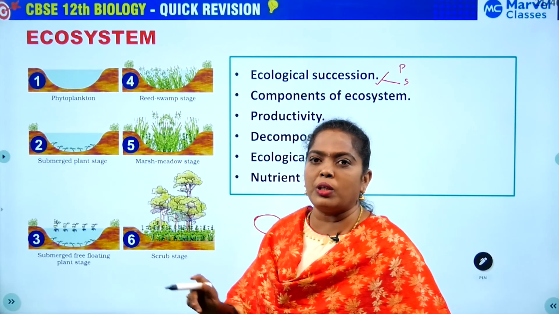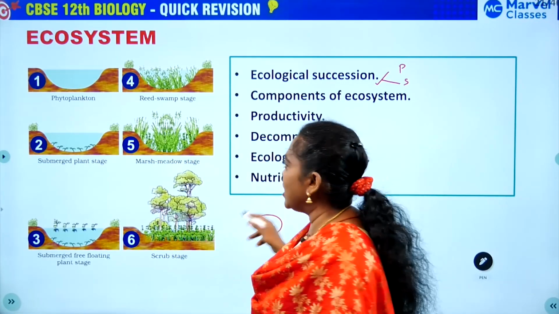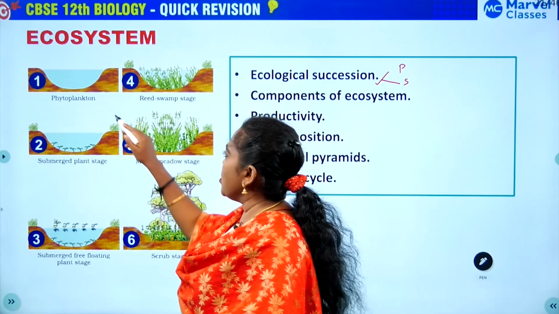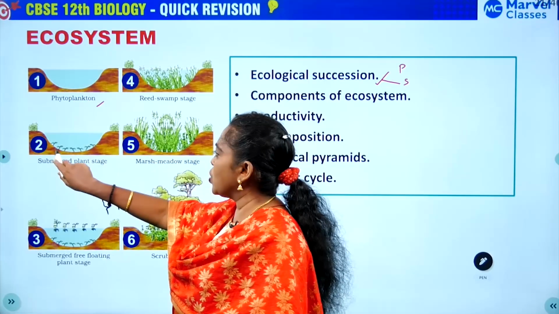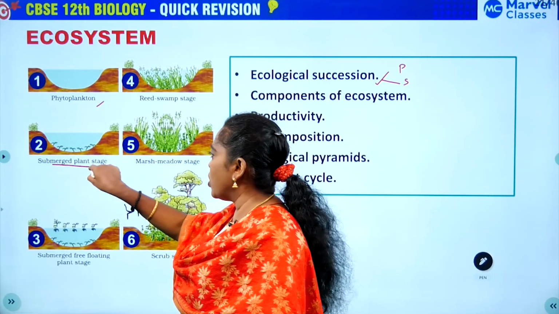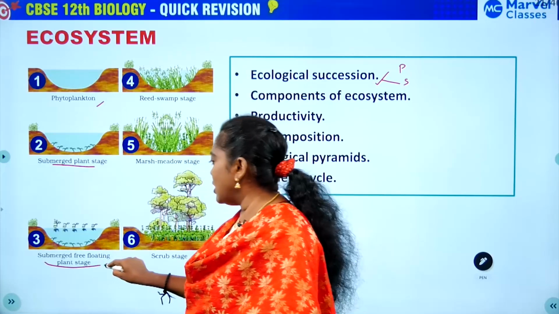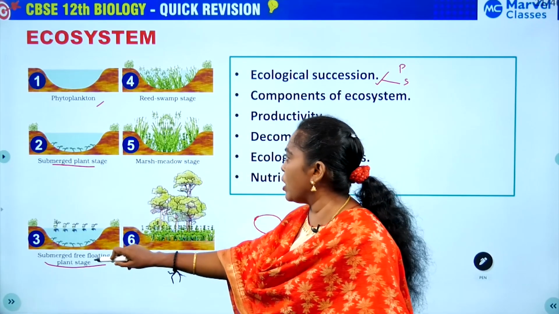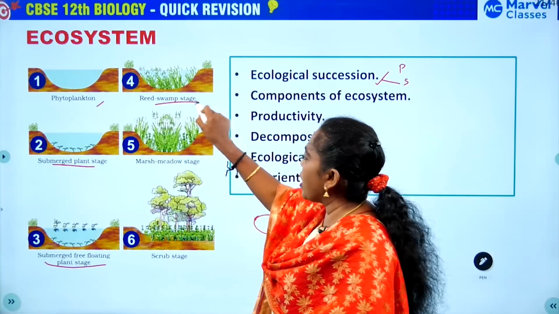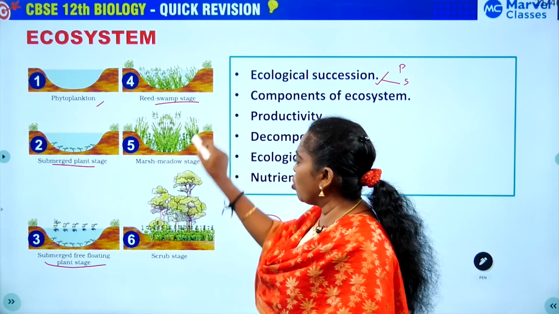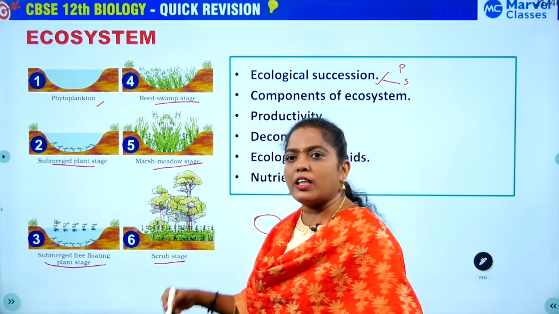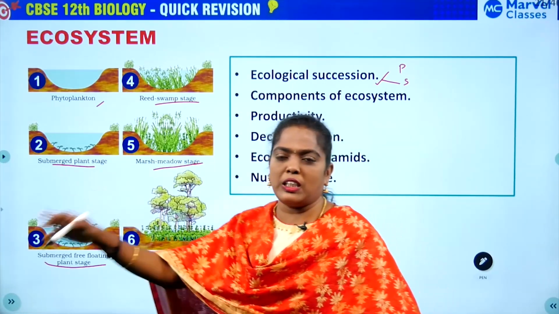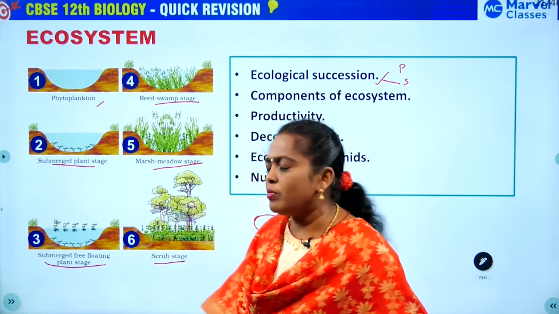Definitely this can come in a 2 mark question. What are the stages in the hydrarch succession? The first one is phytoplankton. You can see small phytoplanktons will be here, and then the submerged plant stage, then the submerged and the free floating plant, and then the reed swamp stage, then here slowly marsh meadow stage, and finally the scrub stage and the forest, the mesic community, okay.